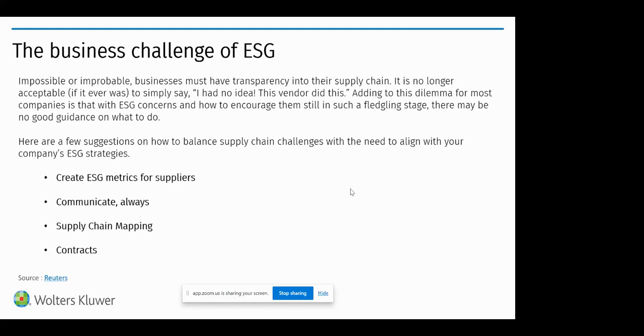You need to have full assurance that the numbers that you're using are correct, because you can still be accused of greenwashing, because you can't use the excuse that I had no idea the vendor did this, right? You have to be very careful about that.